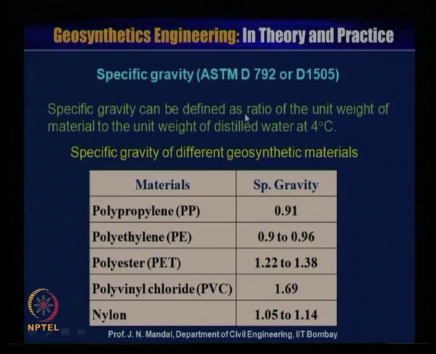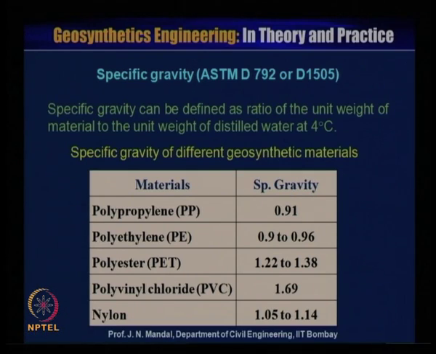Now, specific gravity as per ASTM D792 or D1505. Specific gravity can be defined as the ratio of the unit weight of the material to the unit weight of distilled water at 4 degrees centigrade.